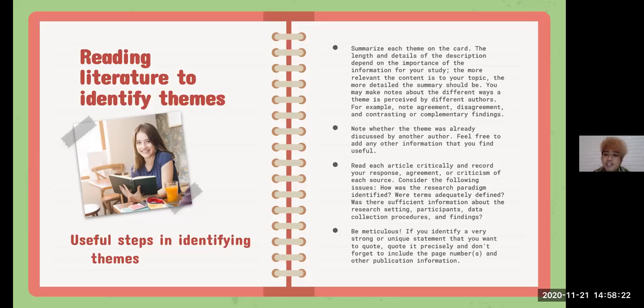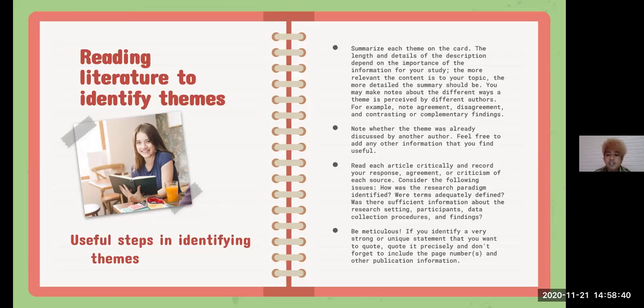Note whether the theme was already discussed by another author. Feel free to add any other information that you find useful. Maaring may same finding na kapareho nung sa'yo, pero you might add still to that particular theme. So pwede na yan, kunin mo rin siya.